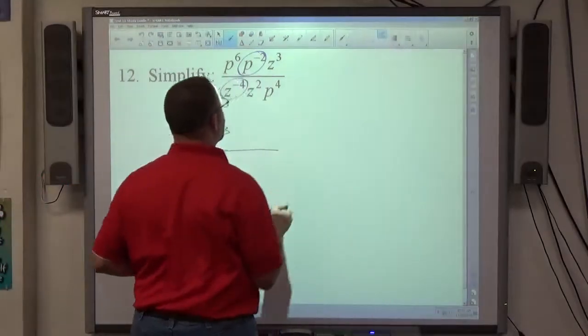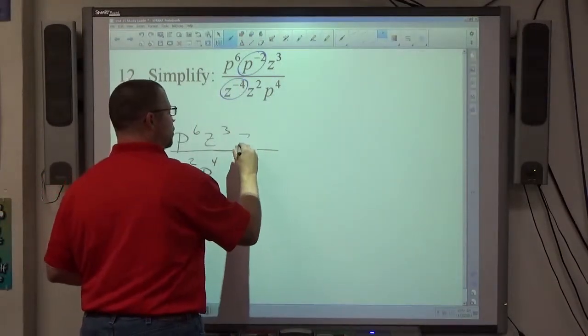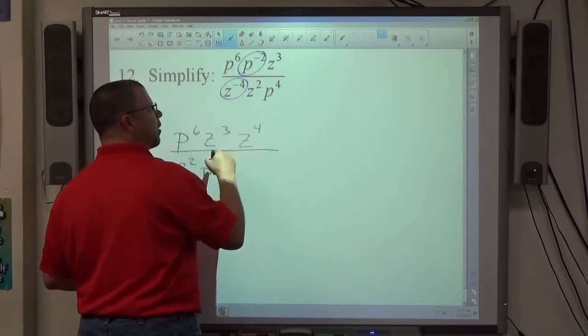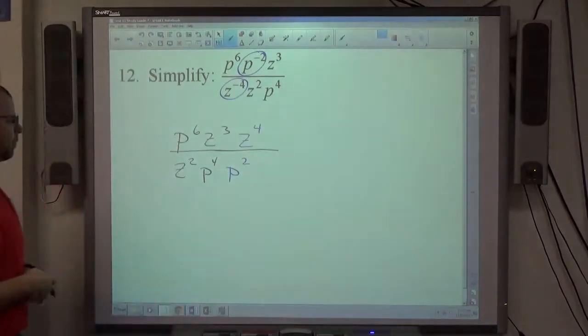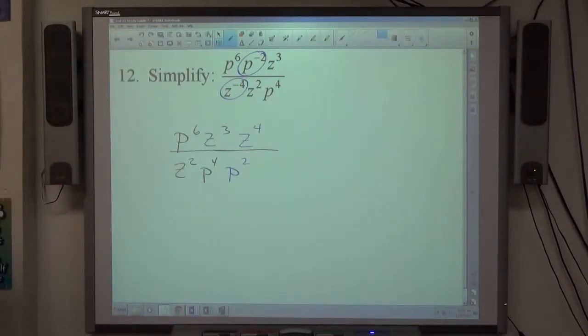The two terms I have circled in blue: z to the negative 4th belongs on top. Once I move it where it belongs, it becomes positive 4. P to the negative 2nd on top belongs to the bottom. Once I move it where it belongs, it becomes positive 2nd. So that's the first thing I would do. Fix my negative powers.